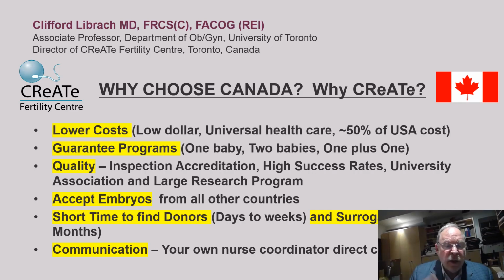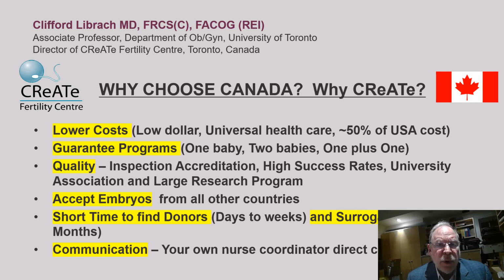So for Canada, I want to just talk a little bit, just the last slide, about why I choose Canada for doing your journey. Lower costs. We have a lower dollar cost, unlike the American dollar, and we have universal health care. So the surrogate's health care is completely free after she's pregnant, not the baby's care. You need to have insurance for that, but the insurance costs are much less than other countries. It's about 50% of the U.S. cost.